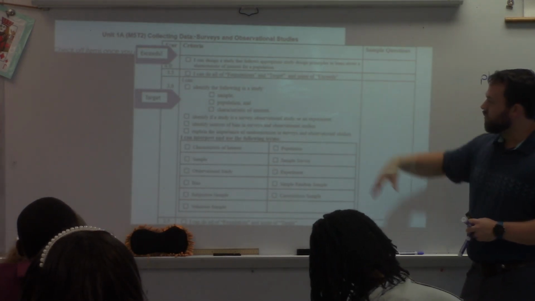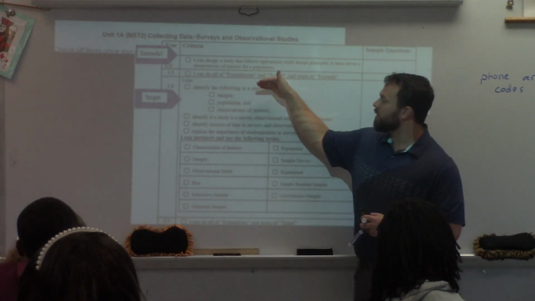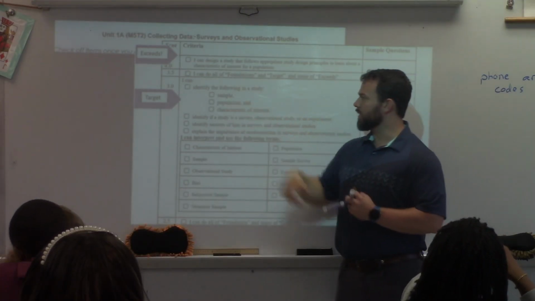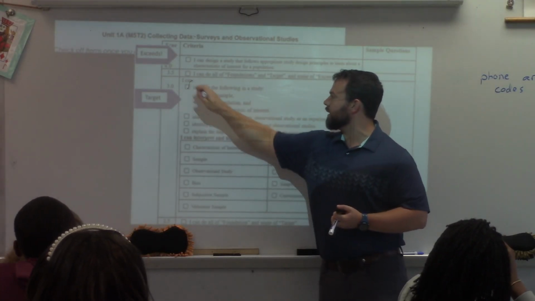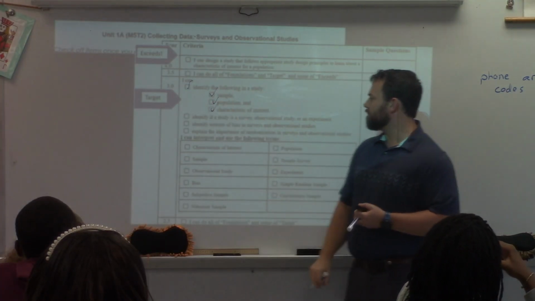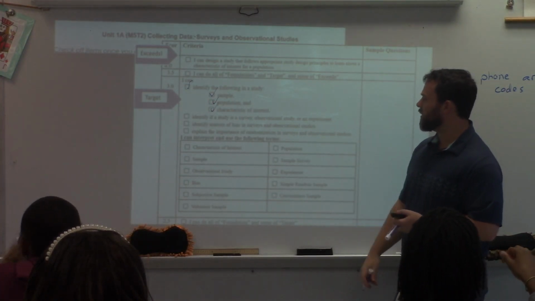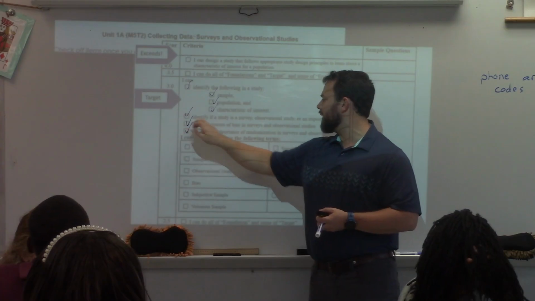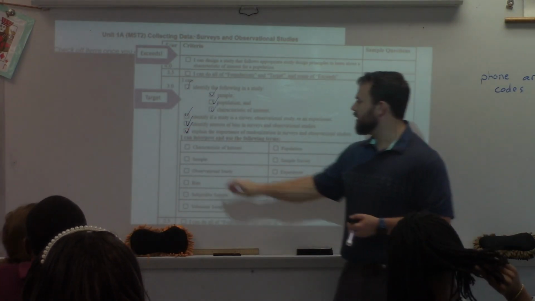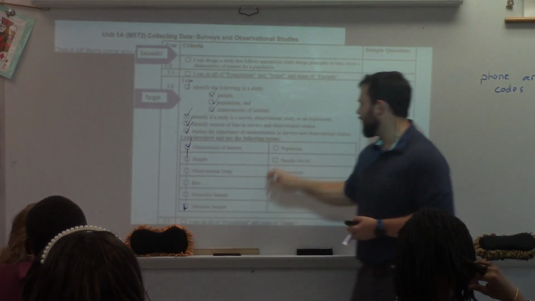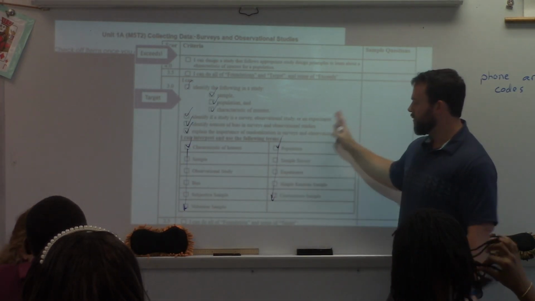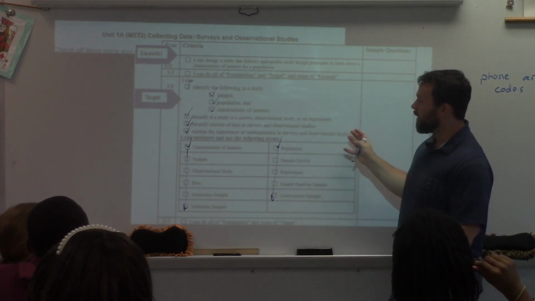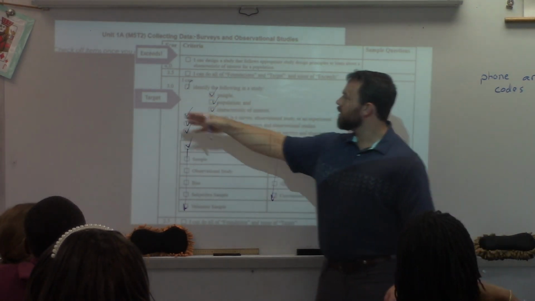Right here, this is where we're really getting into identifying the sample and the population characteristic of interest. By the way, you have a Frayer model for that as well. Let's say you can identify if a study is a survey, observational study, or an experiment, identify sources of bias, and explain the importance of randomization. And let's say you can do all of these things. That's pretty good if you can do everything in the target, right? I need y'all to pay attention to this. If you have the target, that's a 3.0.